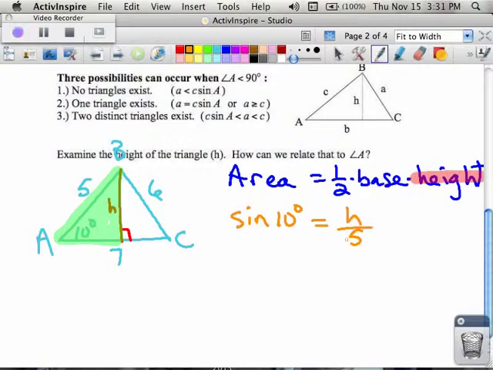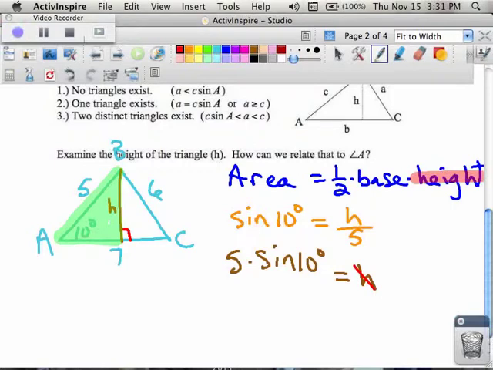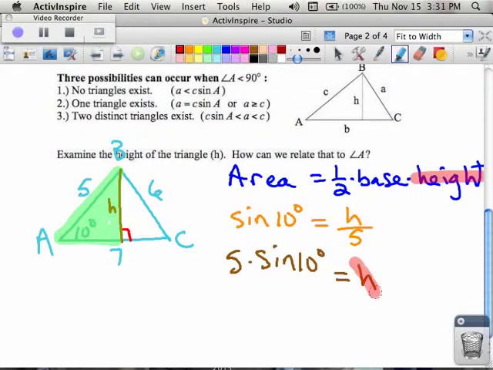And if I solve that for h, by multiplying both sides by 5, I would find h is equal to 5 times the sine of 10 degrees. So I found the red height that I was looking for. Whoopsie, sorry, let me undo that. And the reason I'm showing you this is because it pertains to the material that we're going to learn next, which is about something called the ambiguous case.